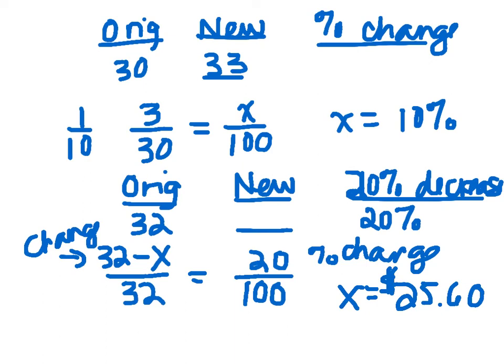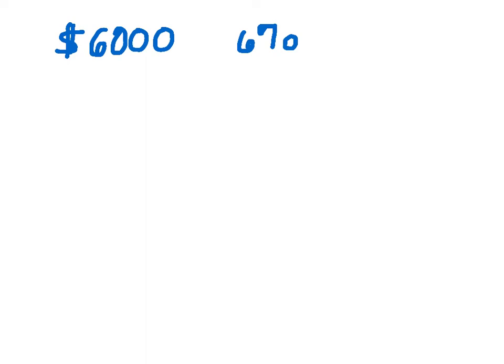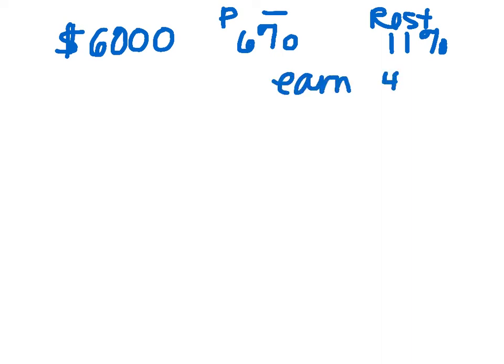All right. This section, some problems about investment. And if you look at the example on page 316, basically the important parts of the problem is that there is a total of $6,000 being invested in two different parts. There's a part that's 6%, and then the rest at 11%. And when this person invests it, they earn $460.